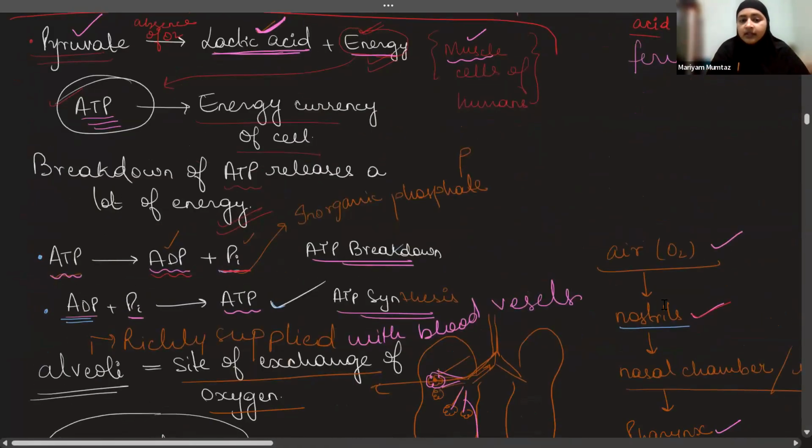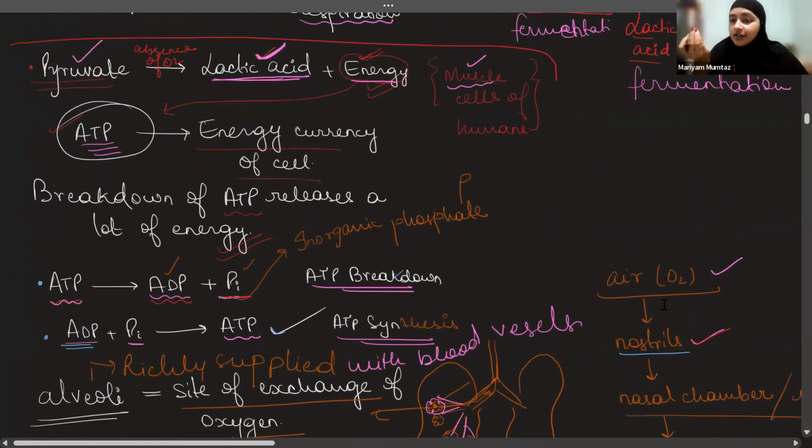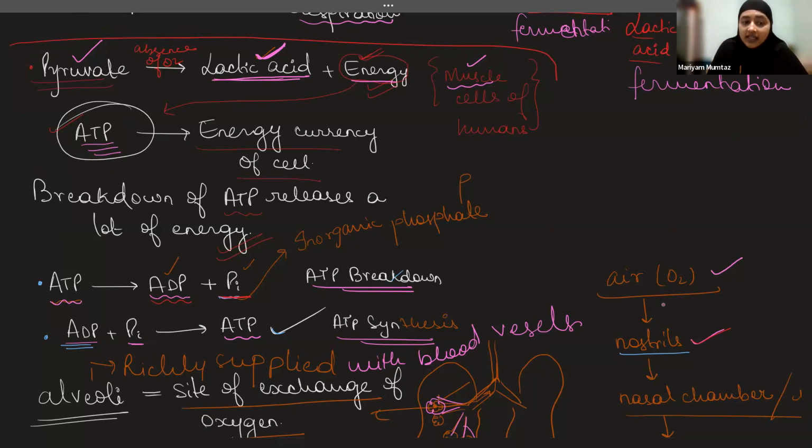Now see, in all of these processes, the ultimate goal is to get energy. What is energy? Energy comes in the form of ATP, because we know that ATP is the energy currency of our cell. Whenever ATP is broken down, just like how hydrolysis of water was the breakdown of water, it releases a lot of energy.